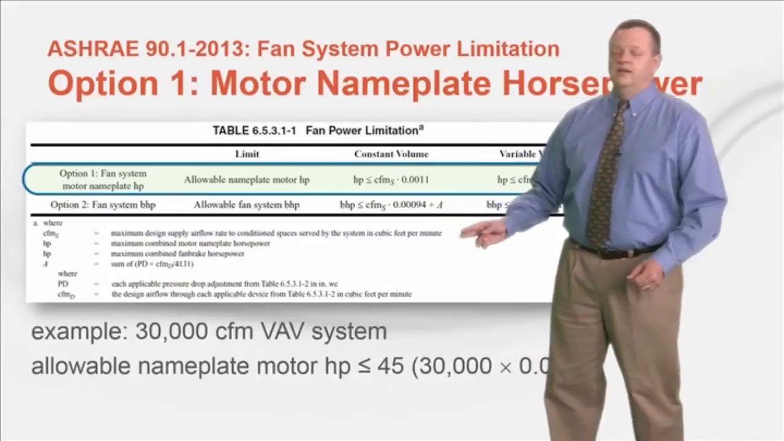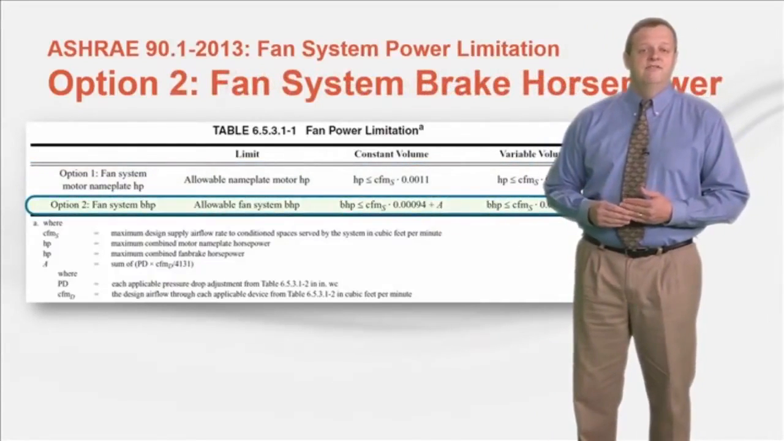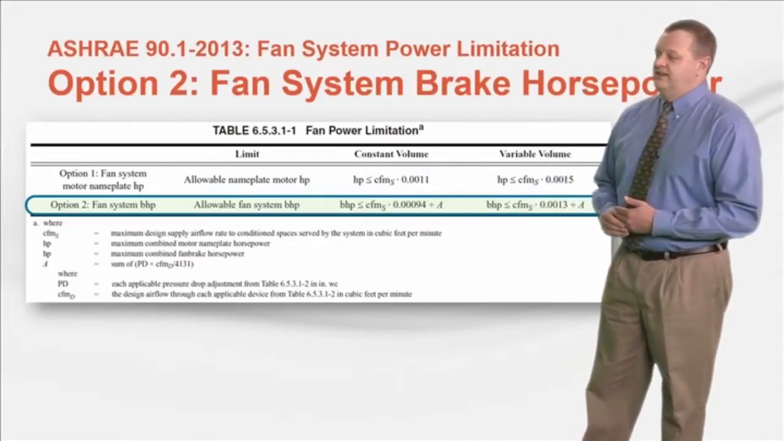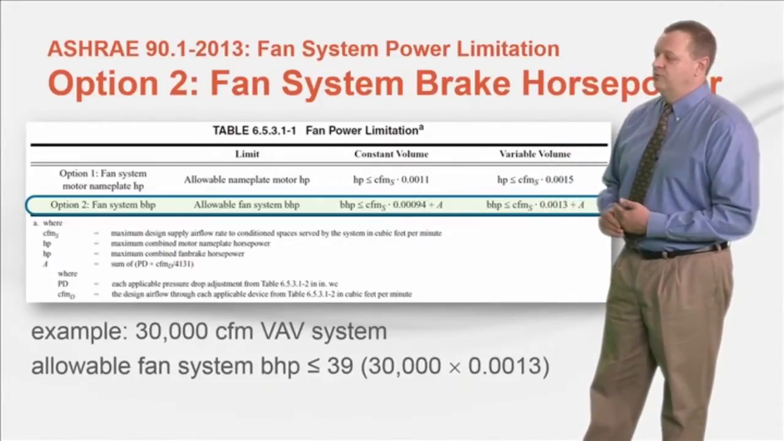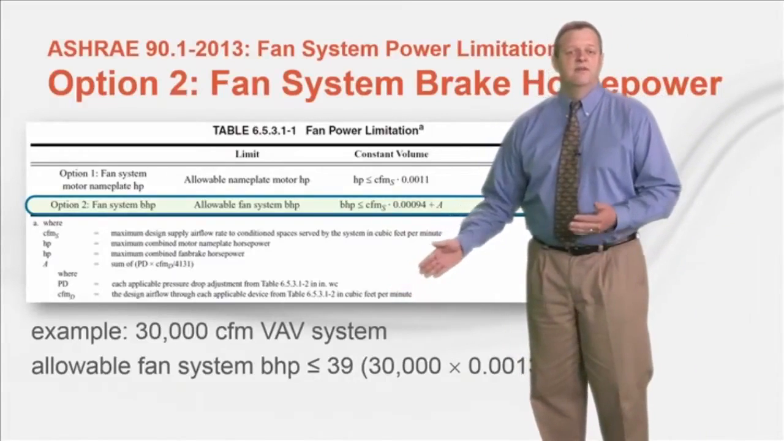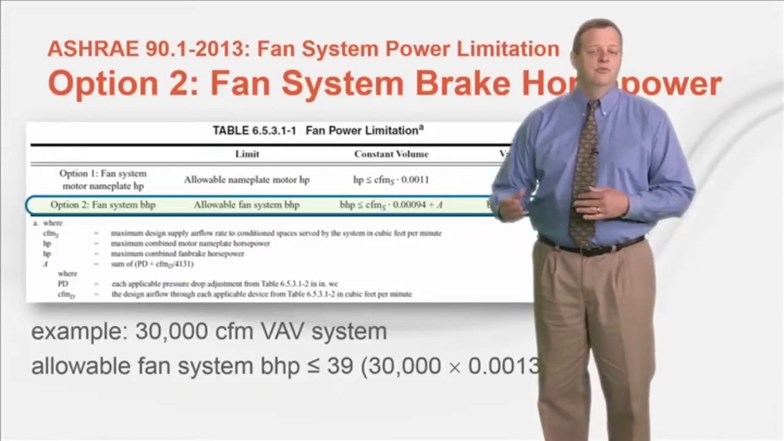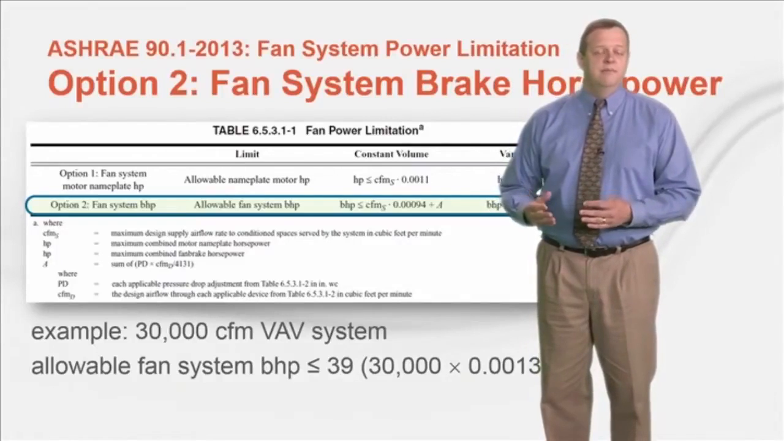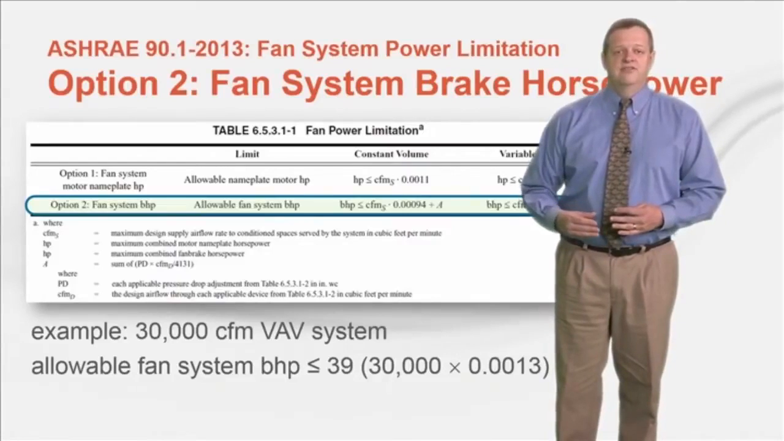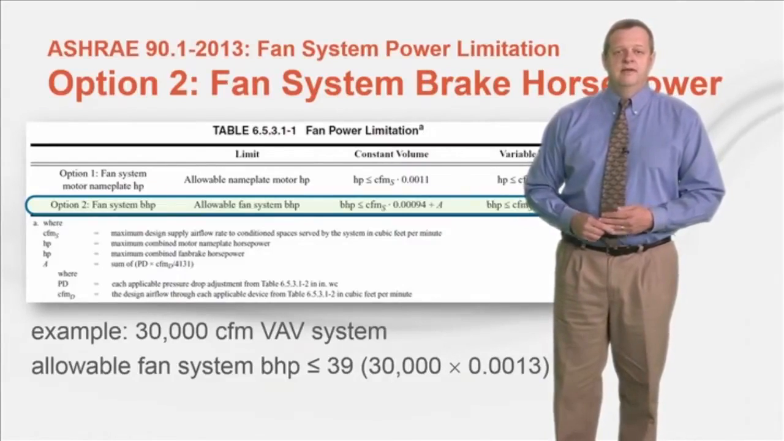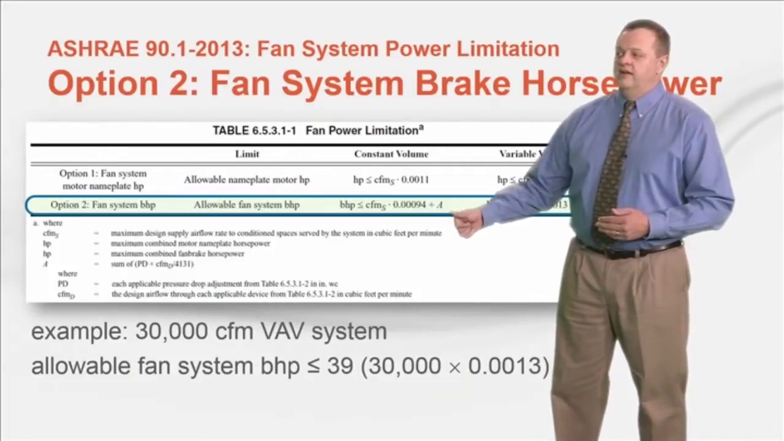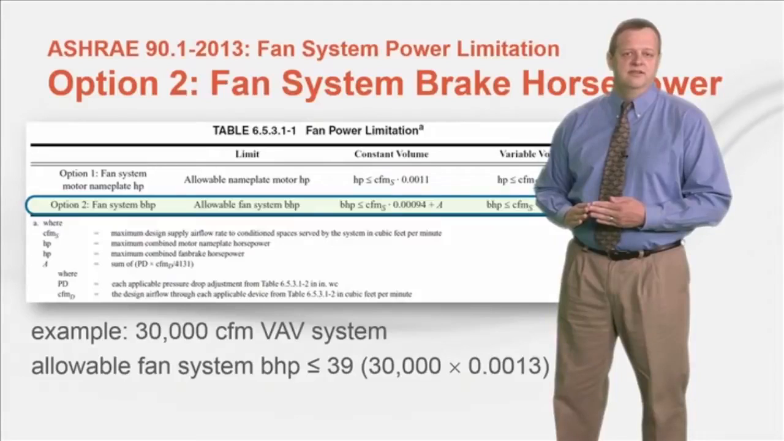Now, Option 2 is based on the input power of the shaft, or brake horsepower. For the same example VAV system, the total allowable fan system brake horsepower is 39. Now, this is less than the 45 nameplate horsepower allowed by Option 1, which may allow for any belt or drive losses, motor inefficiency, or safety factor in motor selection when using Option 1. But Option 2 also includes this adjustment factor A to account for special circumstances.